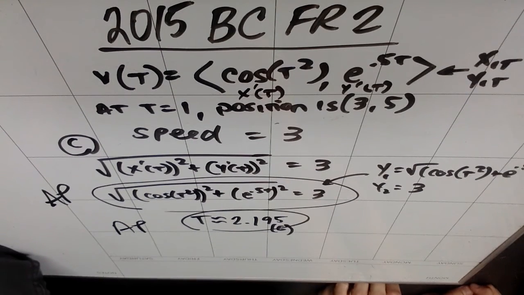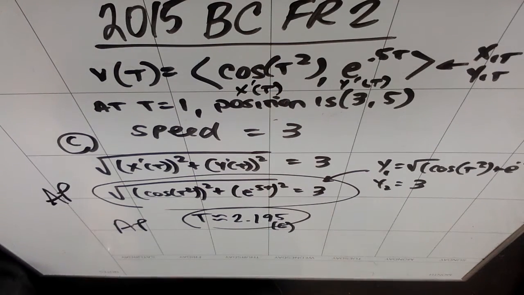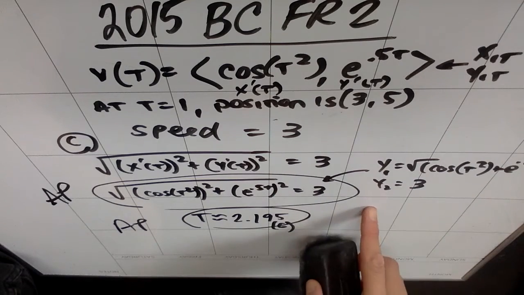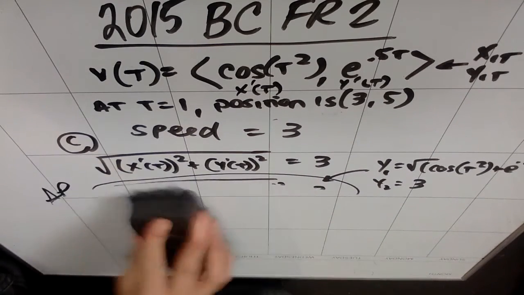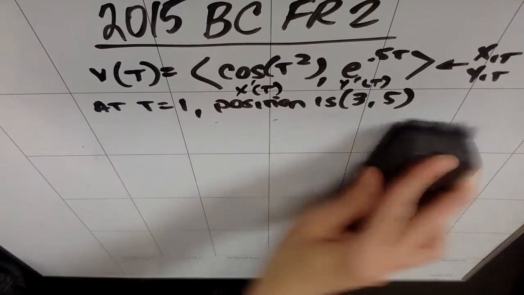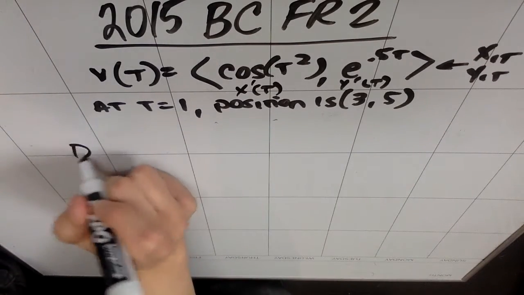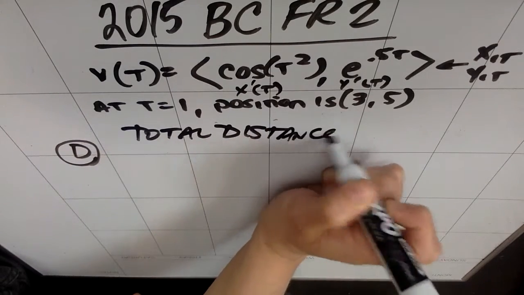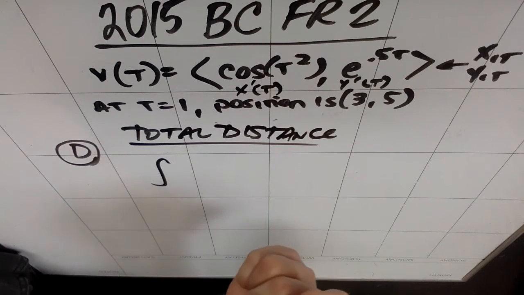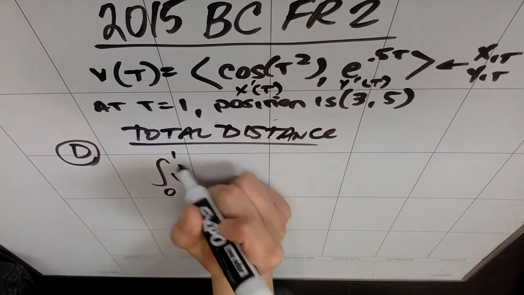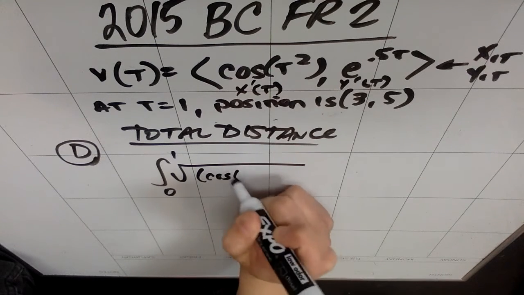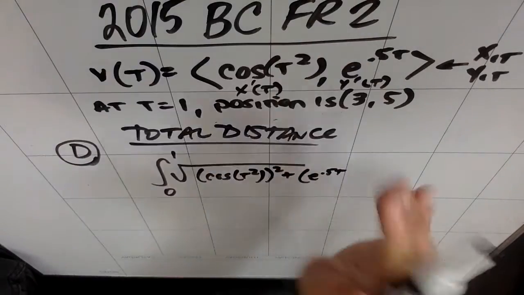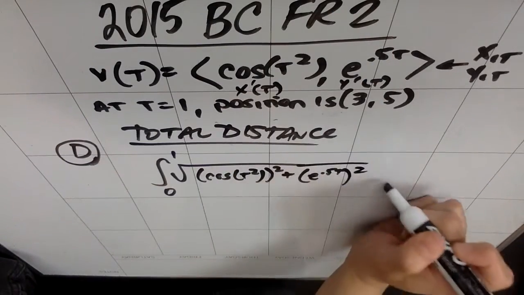Part D, find the total distance traveled by the particle from 0 to 1. So the thing about total distance is just integrating speed. So if you were already in function mode, right? So when you go to do D, what they need to see is that you know what total distance is. So total distance is going to be if you integrate the speed, right? So you want to integrate, they said total distance from 0 to 1. So from 0 to 1 of the square root of cosine of t squared plus e to the 0.5t quantity squared with respect to t.